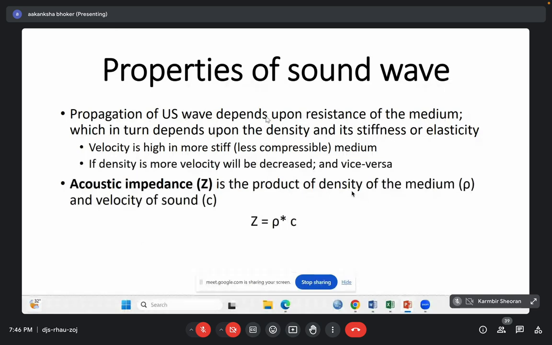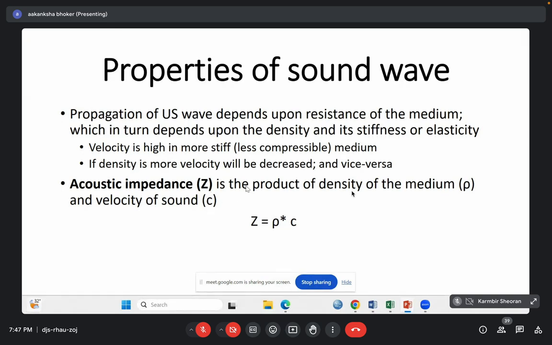So propagation, now it's not only the sound wave, how they will propagate, it does not depend solely on the velocity, but it is a product of velocity multiplied by the density of the medium. So the propagation of sound wave is not related to the velocity alone, but it is dependent upon the acoustic impedance, which is denoted by the figure Z. उस स्ट्रक्चर का acoustic impedance कितना है, उसी के हिसाब से sound wave उसके अंदर से propagate करेगी.